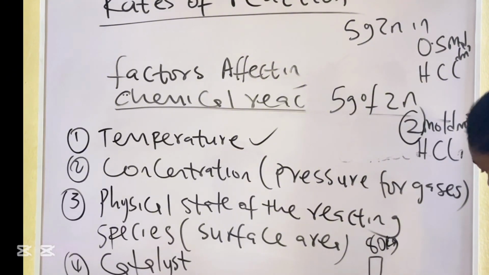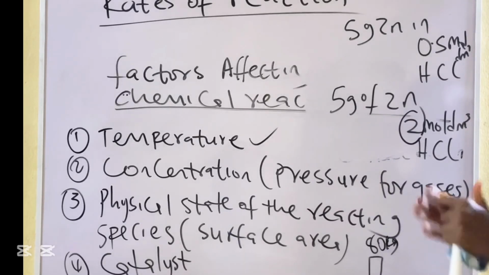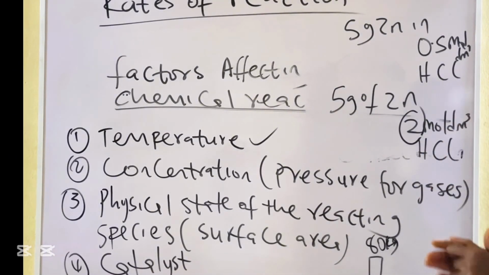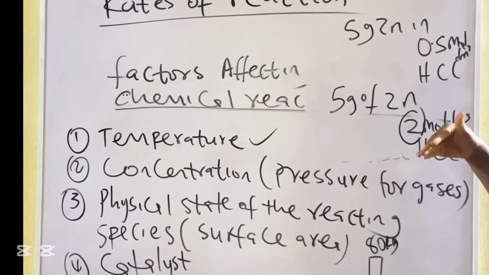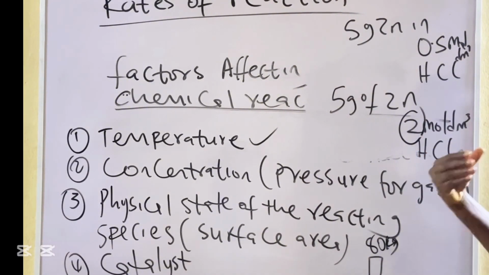which means there will be better, effective collision among those reactant particles. They're going to be hitting themselves, colliding with one another and with the walls of the container. So anything that leads to a greater increase in collision of reactant particles will lead to what? Increase in the rate of chemical reaction. So the higher the pressure, the higher the rate of chemical reaction.